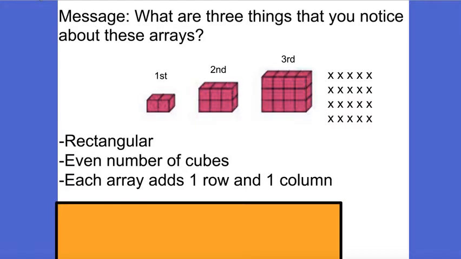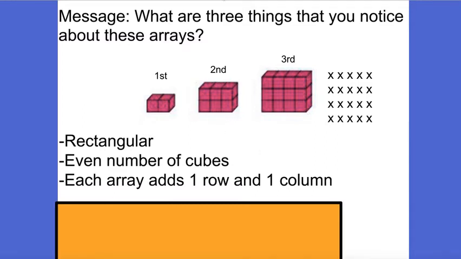Okay, next, the math message. What are 3 things you notice about these arrays? You could have written a lot of different things, but you could see that they are rectangular. They are definitely not square. Each of those arrays, the first and the second and the third, have an even number of cubes. This has 2, this has 6, and this has 12. Each array adds 1 row and 1 column.